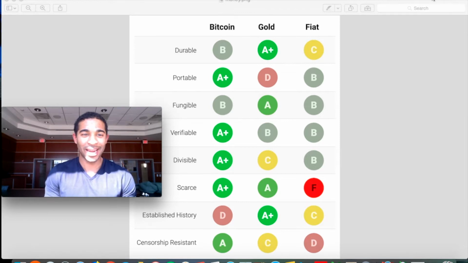Gold clearly gets an A+ here. It has a very long and hardened history. And fiat currencies get the grade of a C. I don't really know how he came up with that.